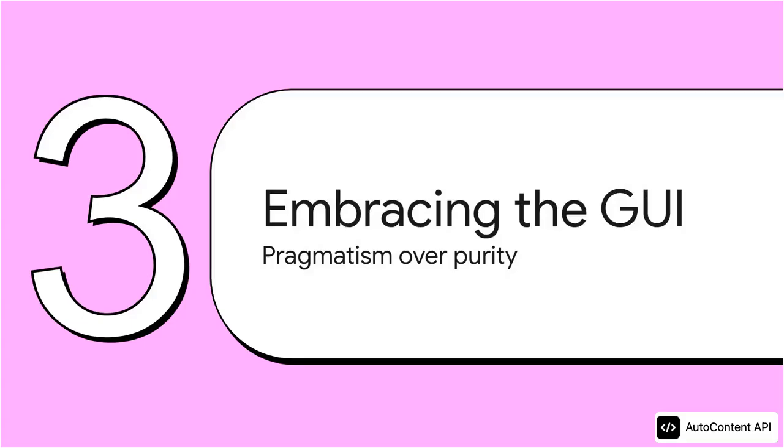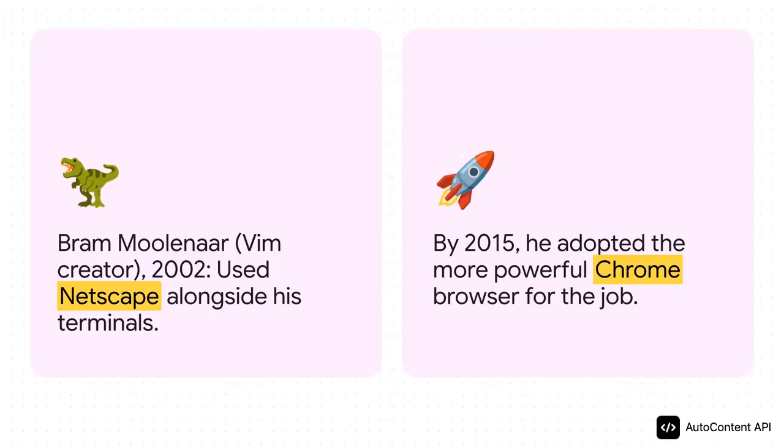But okay, that's not the whole story, because even the most dedicated command line users aren't purists about it. They're pragmatists. And they absolutely adopted graphical tools, GUIs or graphical user interfaces, whenever it actually made sense. Case in point, Bram Moolenaar, the creator of Vim, right? Probably the most famous text editor on the planet. Back in 2002, he was using Netscape right alongside his terminals. Fast forward to 2015, and he switched to Chrome. See, he didn't give up on browsers. He just picked up the newer, better tool for that specific job.